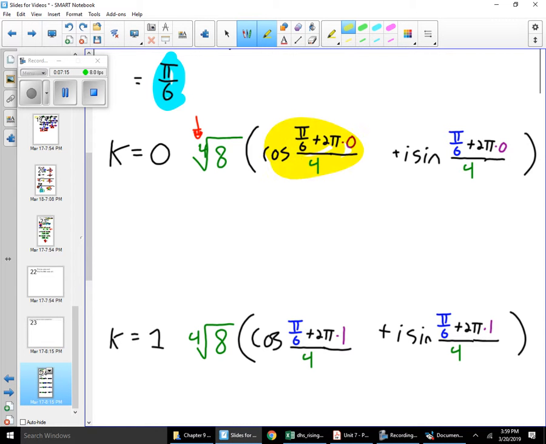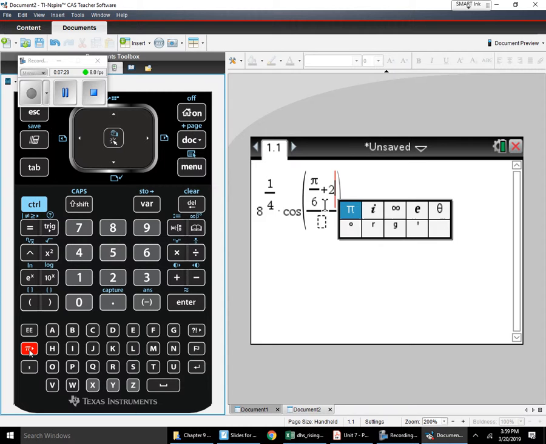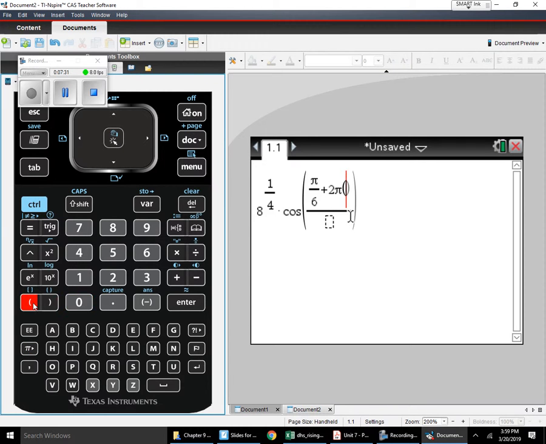The reason we set anything up at all by hand is it makes it easy then to transfer our work to the technology so the technology can work. So I've got pi over 6. To that, I am adding that 2 pi times 0, of course, the first time I do it, and that's just going to make that whole term a 0. And we're dividing by 4. So getting our 4 real terms here, that's the first one.